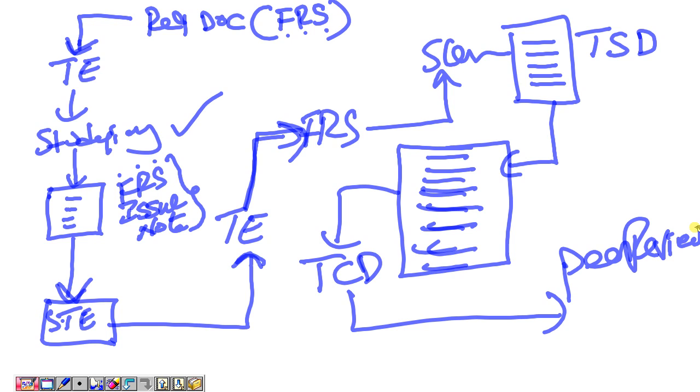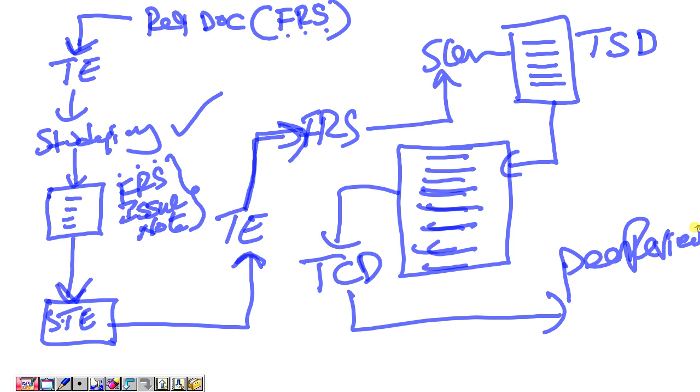So once again, we can go through the complete process. We'll start the discussion. First, the test engineer will receive the functional requirement specification document, and the test engineer starts studying and understanding this document. While studying and understanding, they raise many doubts.